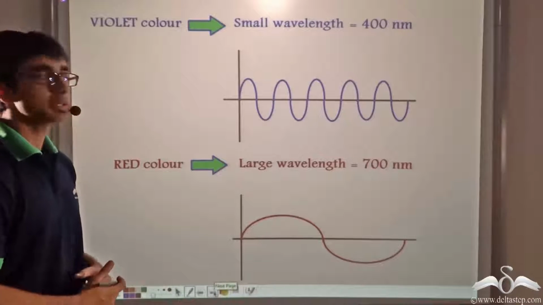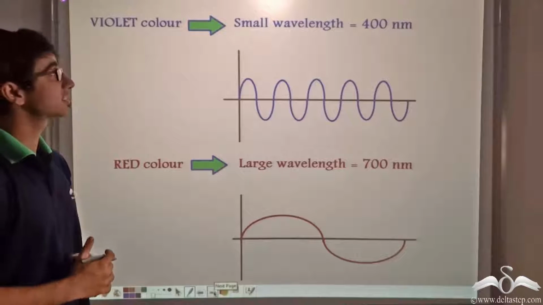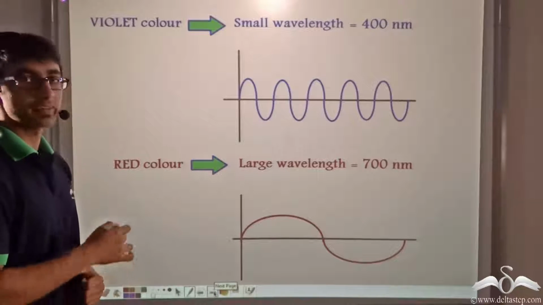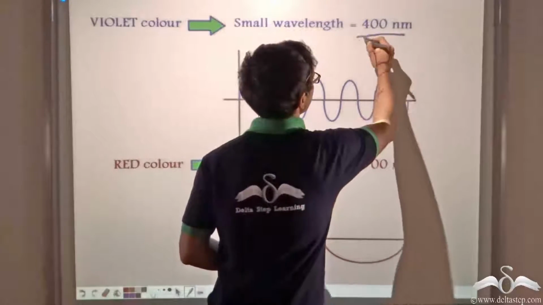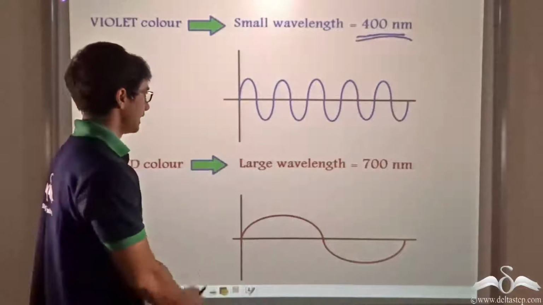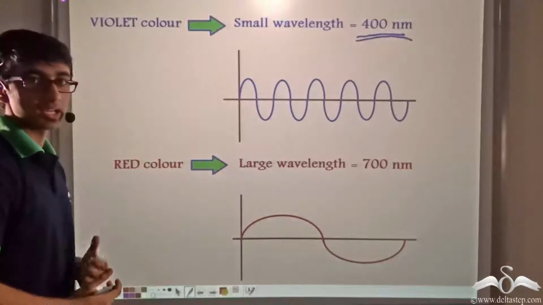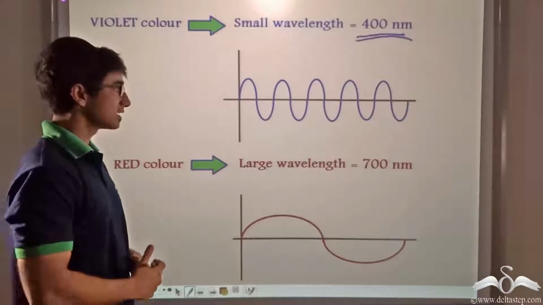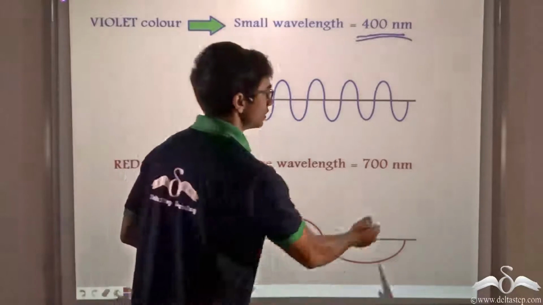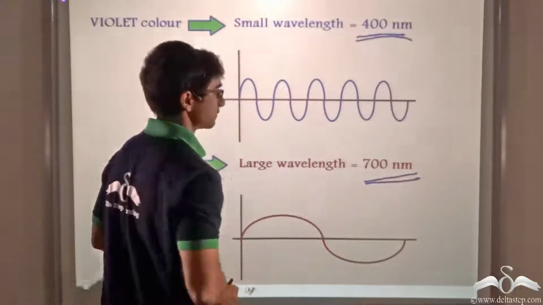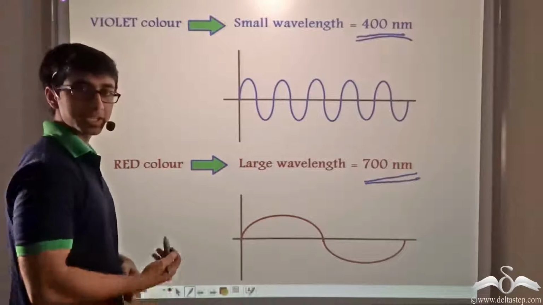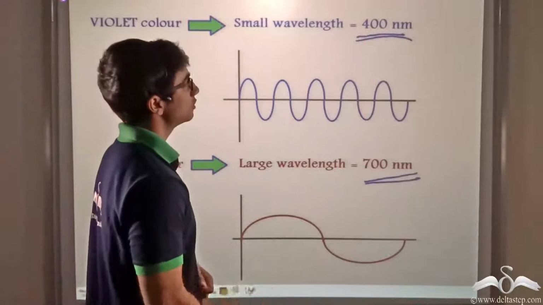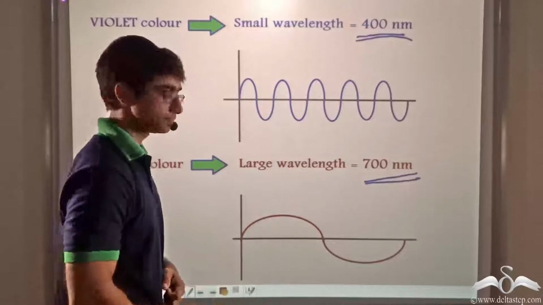Now, if you recall from our previous discussions, we had studied that violet color or violet light has a small wavelength of roughly around 400 nanometers. On the other hand, red color or red light has a large wavelength of around 700 nanometers. So, as you can clearly see, the wavelength of red is much more than the wavelength of violet.